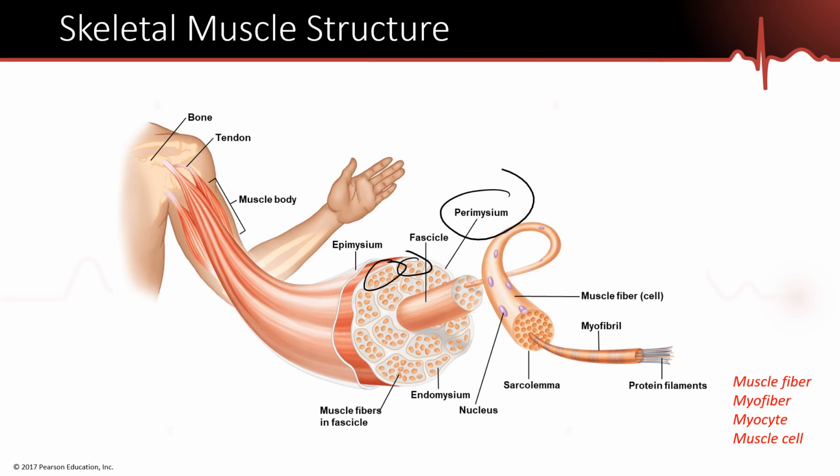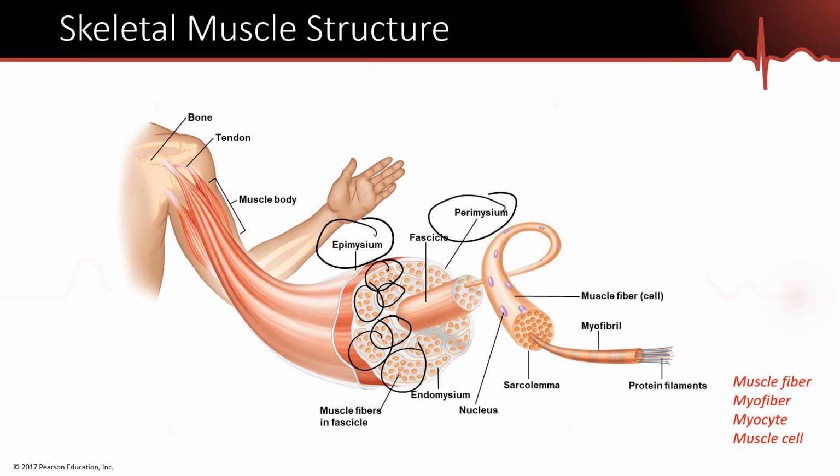Each individual fascicle is surrounded by a layer of connective tissue that is referred to as the perimysium. So the entire muscle is surrounded by a layer of connective tissue called the epimysium. Internally, the whole muscle is divided into fascicles, these bundles, and each fascicle is surrounded by a layer of connective tissue called the perimysium. So what makes up a fascicle now?